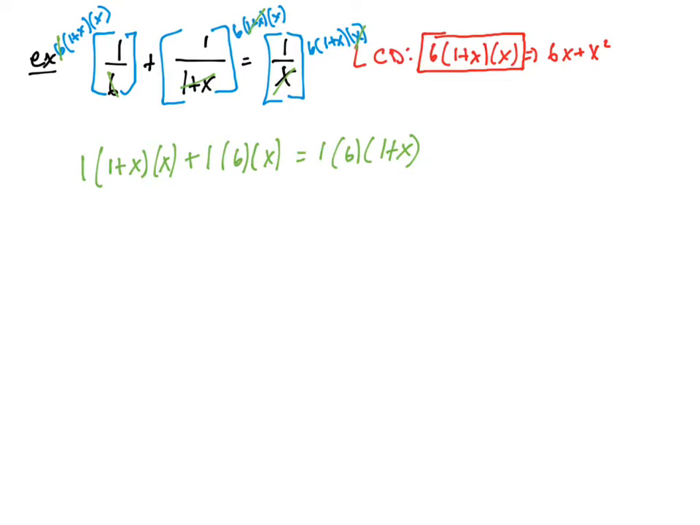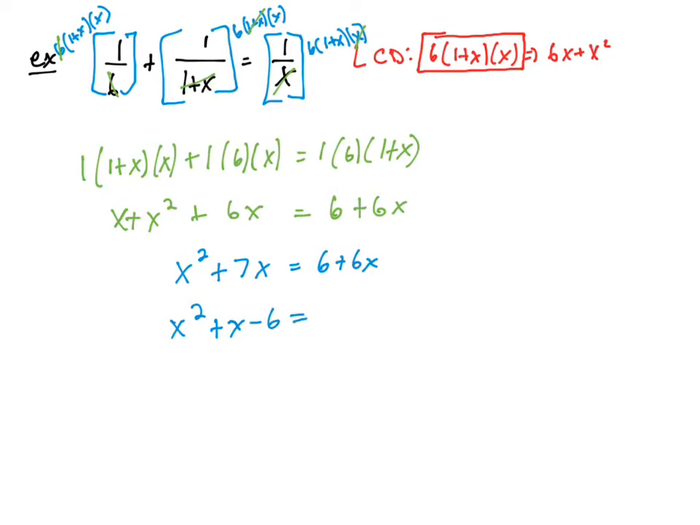Now we just have to solve this equation. So let's simplify everything first. On the left-hand side, we can just ignore the 1. We're going to have x plus x squared plus 6x is equal to 6 plus 6x here. So on the left, we'll have x squared plus 7x is equal to 6 plus 6x. This is a quadratic equation because we have x squared, so let's set this equal to 0. Minus 6x, so plus x minus 6.